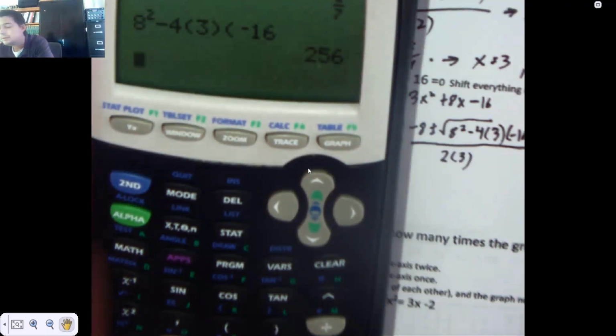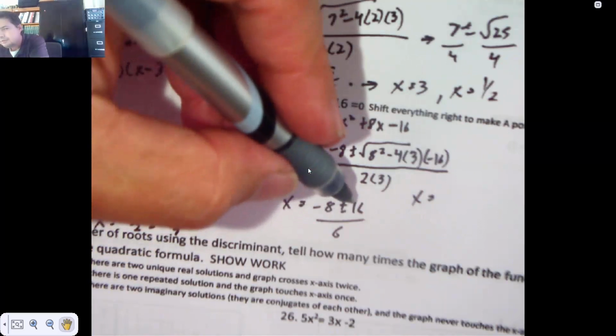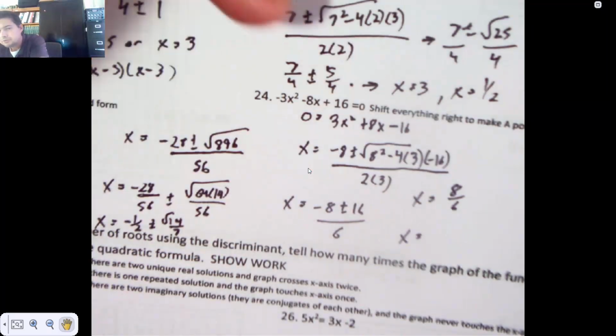256. Hey, that's nice. 256 has a square root, 16. So this one is actually something that would have factored. We have negative 8 plus or minus 16, both pieces over 6. That's what we have, okay? Since these are whole numbers, I will actually not break apart the fraction until the end. If I do negative 8 plus 16, I'll actually get 8. If I do negative 8 minus 16, I'll actually get negative 24. 8/6 would be 4/3. Negative 24/6 is negative 4.